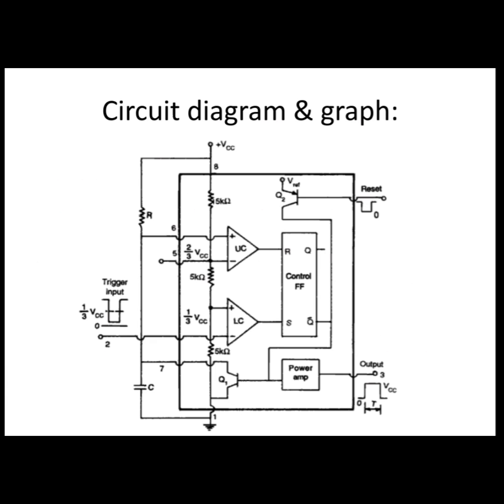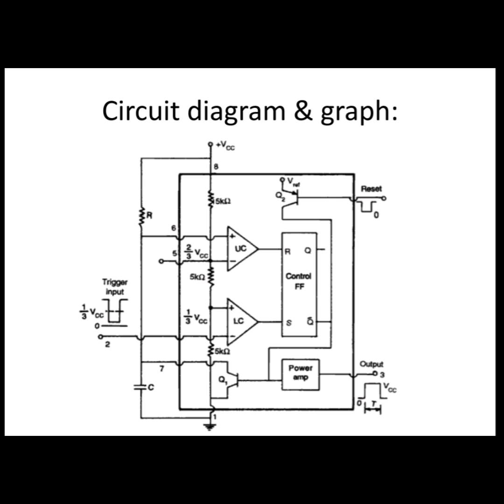And its circuit diagram will be like this. We connect the 8th pin and 6th pin across a resistor, and in the second pin we apply a trigger signal. Across the 7th pin and the first pin we connect a capacitor to ground, and the third pin will be our output pin, and the fourth pin will be our reset pin for flip-flop operation.